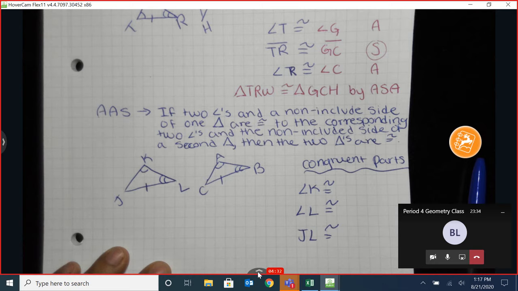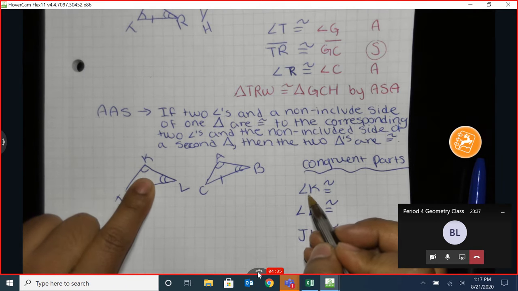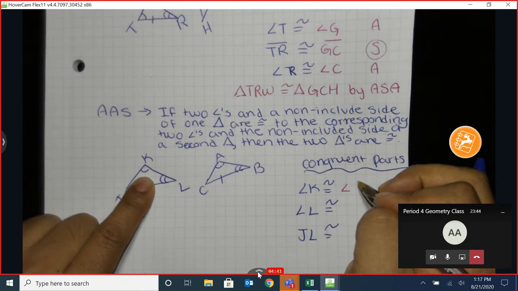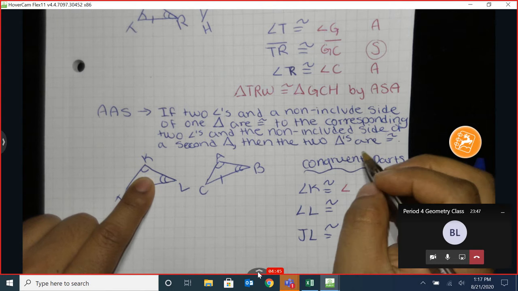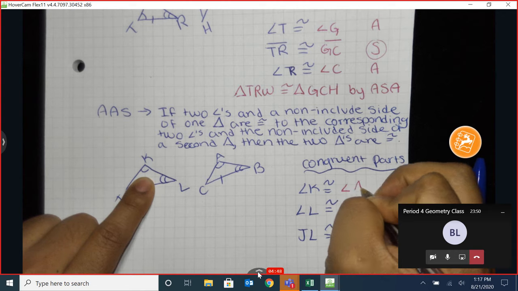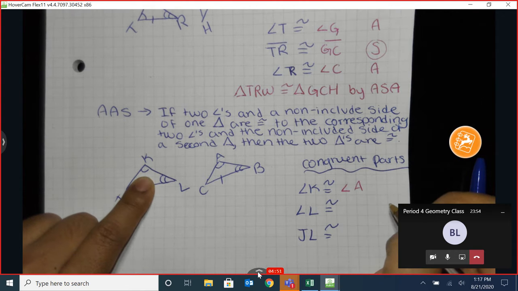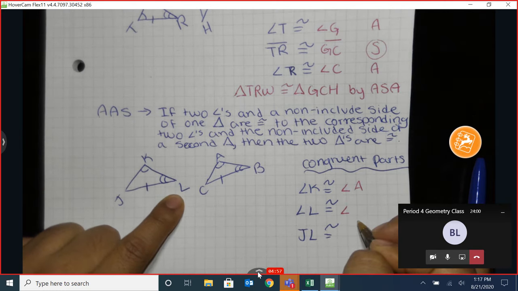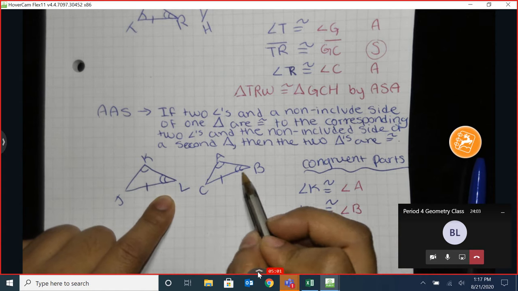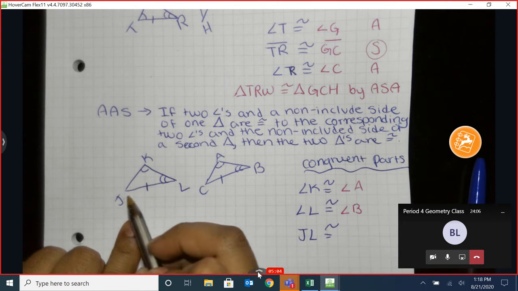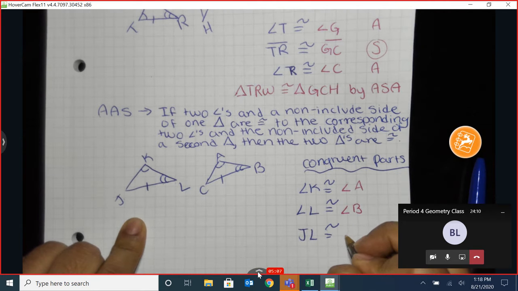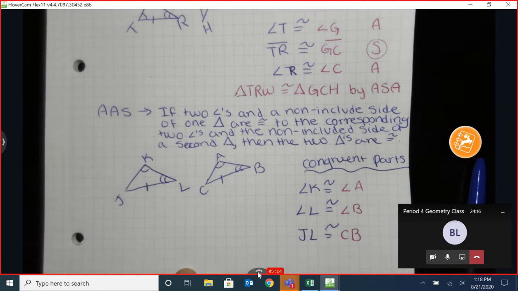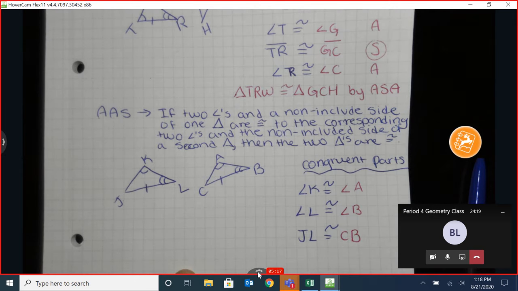Here it is. Tell me, angle K is congruent to which angle? I'm looking at the chat and which one? I think I heard A. Angle L is congruent to which other angle? B, and that is because this has two curves, this also has two curves. And lastly, JL is congruent to? Thank you, CB.